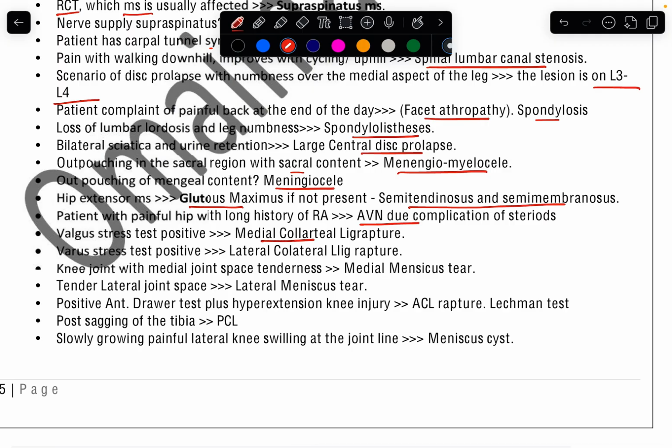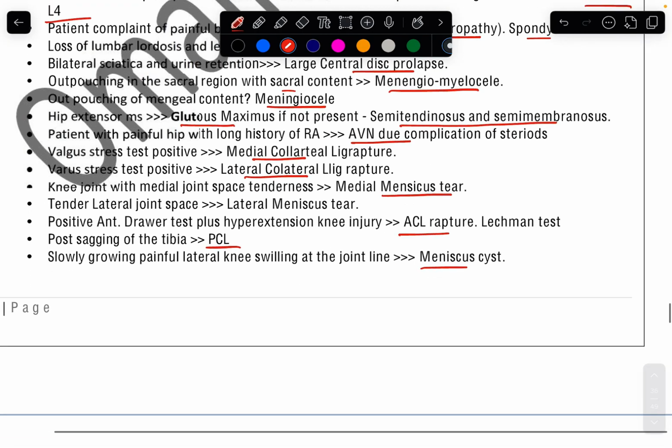Valgus test positive: medial collateral. Varus test: lateral collateral. Knee joint with medial joint space tenderness: medial meniscus tear. Tender lateral joint: lateral meniscus. Positive anterior drawer, anterior cruciate rupture, Lachman test. Posterior sagging: posterior cruciate. Slowly growing, painful lateral knee swelling: medial meniscus.